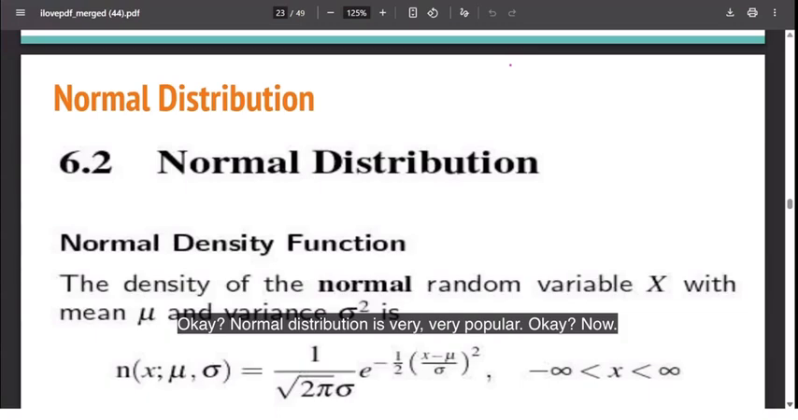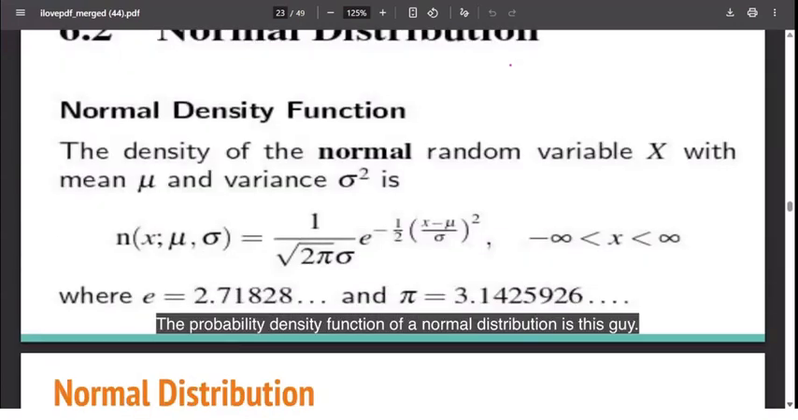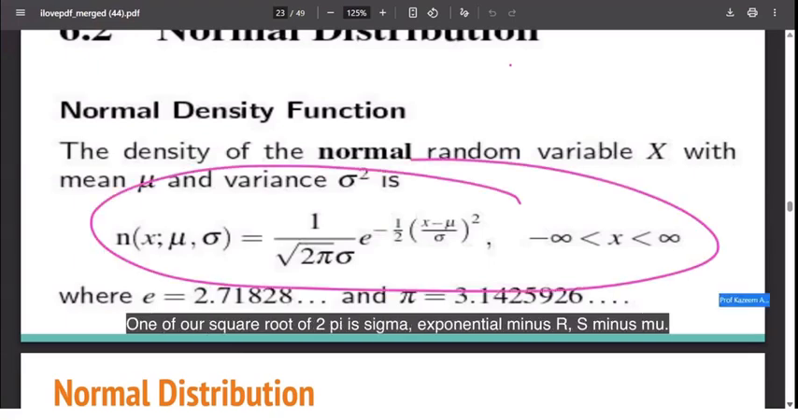Now the probability density function of a normal distribution is this: 1 over square root of 2 pi sigma, exponential raised to the power minus half, x minus mu divided by sigma, squared. So this is the probability density of a normal distribution.